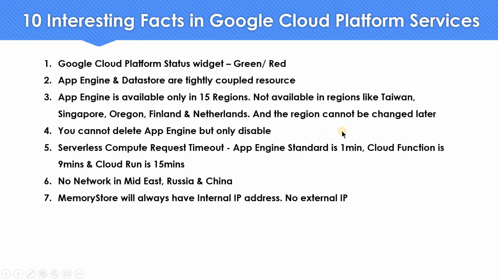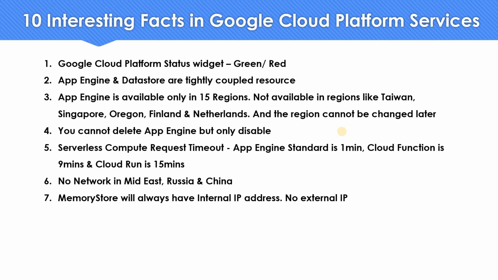Moving on to the next interesting fact, memory store. So memory store is your managed Redis instance. So in memory cache, if you wanted to do, usually whenever you provision your memory store in GCP or Redis instance in your GCP using the memory store option, it always gets provisioned with only internal IP address, no external IP address. What do you mean by this?